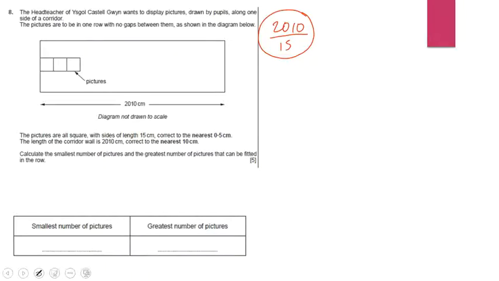Now the length of the wall is 2010 centimeters, correct to the nearest 10. So we need to half that, so that's 5, so we need to go 5 above, so that's 2015. 5 below, so that will be 2005 centimeters as an upper or lower bound limit for the length of the wall. And the pictures themselves up to the nearest 0.5, so we need to half that. So 15, half 0.5 is 0.25, so that'll be an upper limit of 15.25 and a lower limit of 14.75. And all of these measurements are in centimeters.